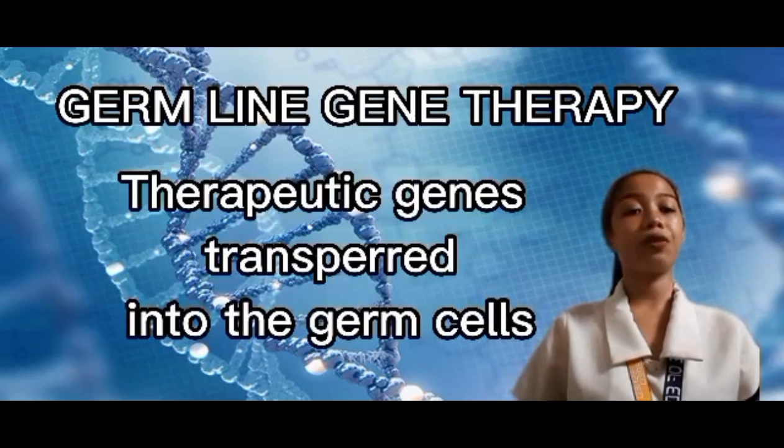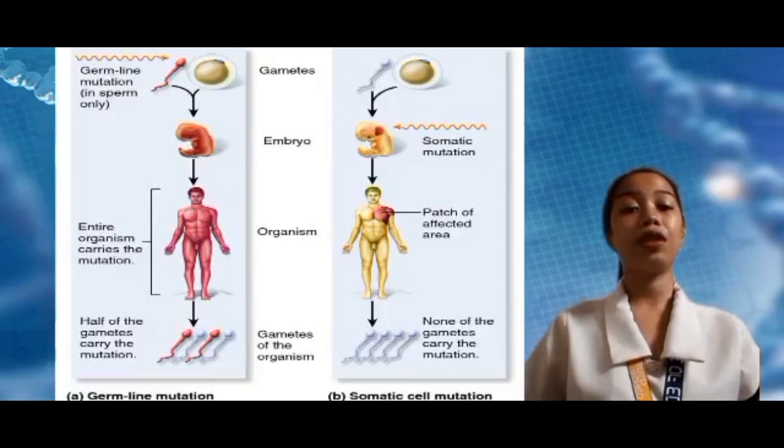And the second is germline gene therapy. Therapeutic genes are transferred into the germ cells. For example, genes introduced into the eggs and sperms. It is heritable and passed on to later generations. And for safety, ethical, and technical reasons, it is not being attempted at present.